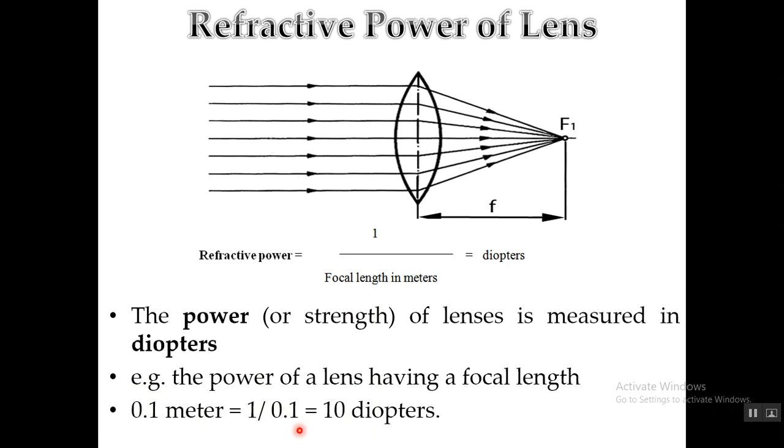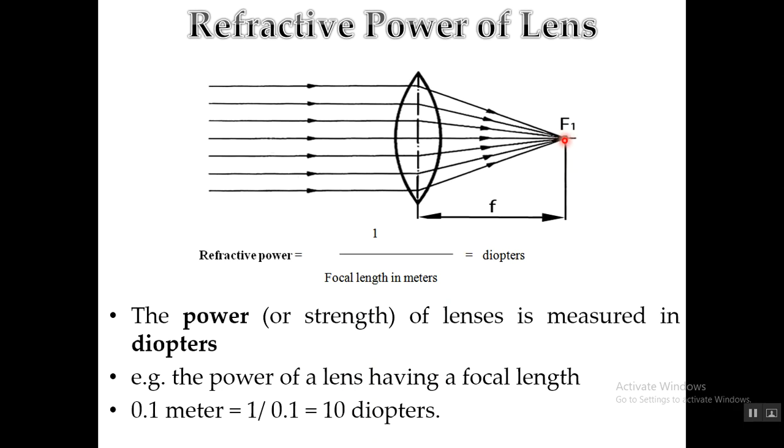So 10 diopters means plus 10 diopters. So this is a convex lens, a convex lens with a power of 10 diopters. So the power is measured by diopter. So plus 5 diopters, like in our case, means this is a convex lens, which converges the light to a point called the focus behind the lens.